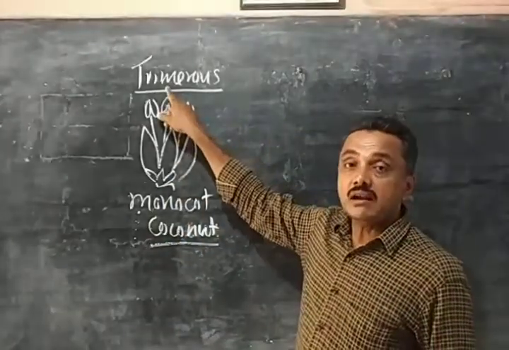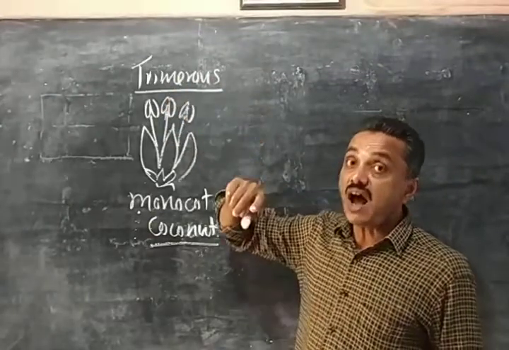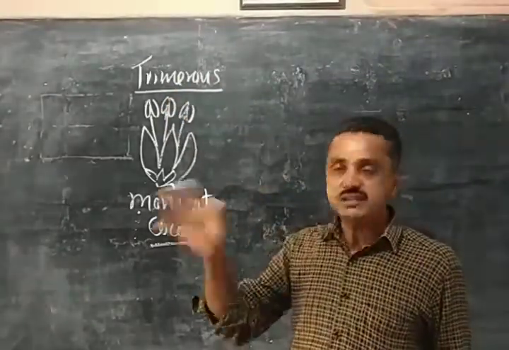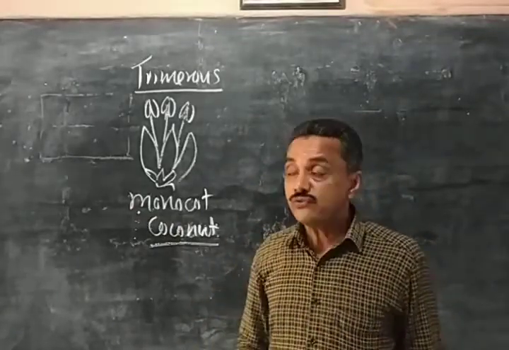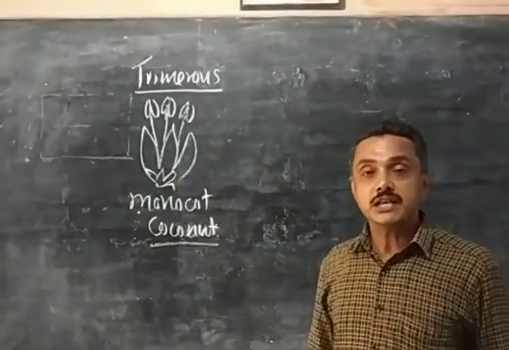Tri means 3. Trimerous means flower parts are 3 or multiples of 3. Such flowers are called trimerous flowers.